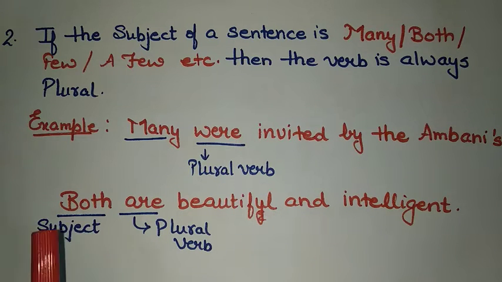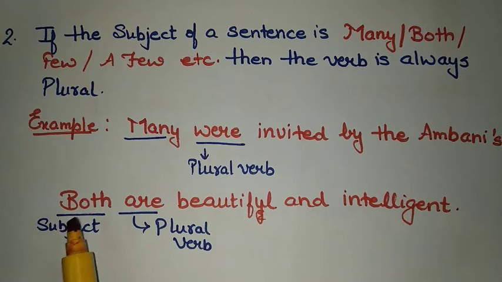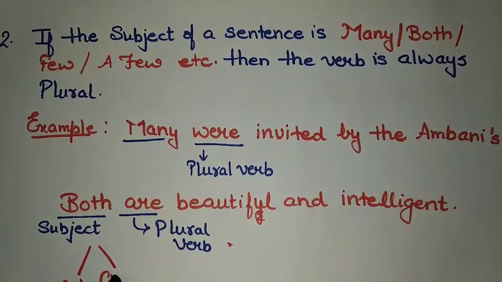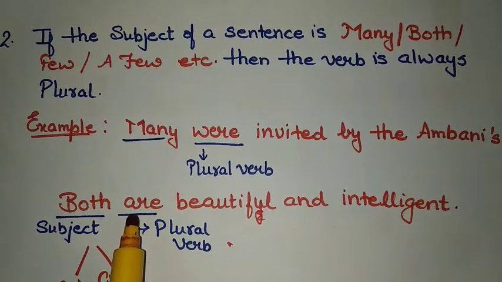Next is both are beautiful and intelligent. Here I am talking about two girls. See, by both I mean maybe girls, of course, because I have used beautiful. Both means there are two girls I am talking about. Right? So I have to use are. Are is a plural verb. So I say both are beautiful and intelligent. Here I am talking about two girls.